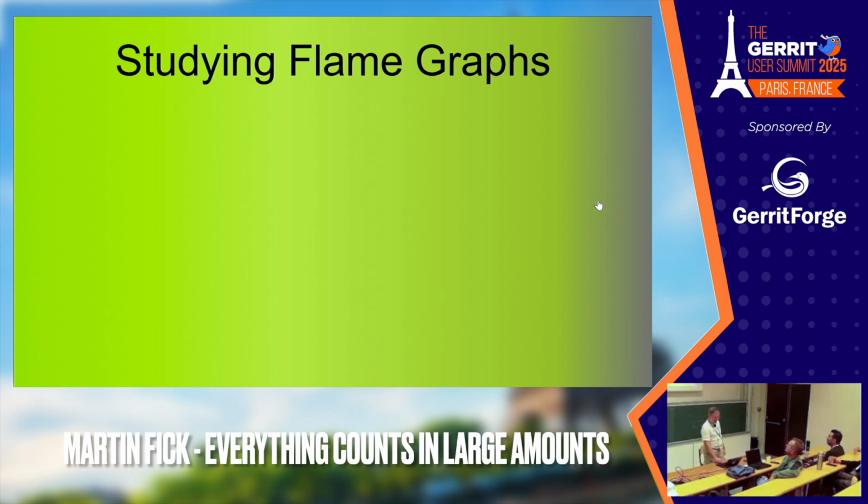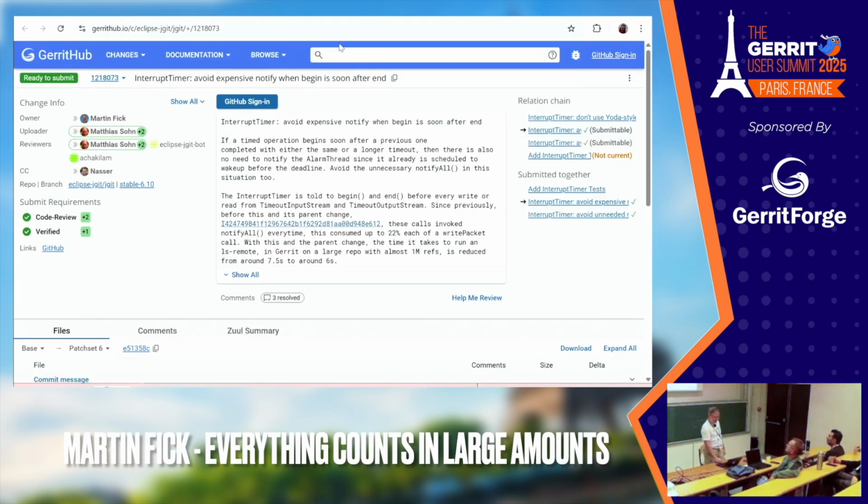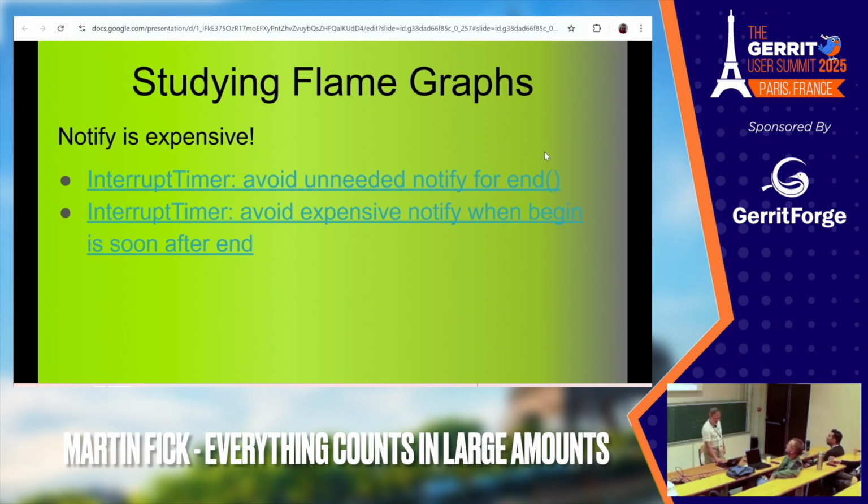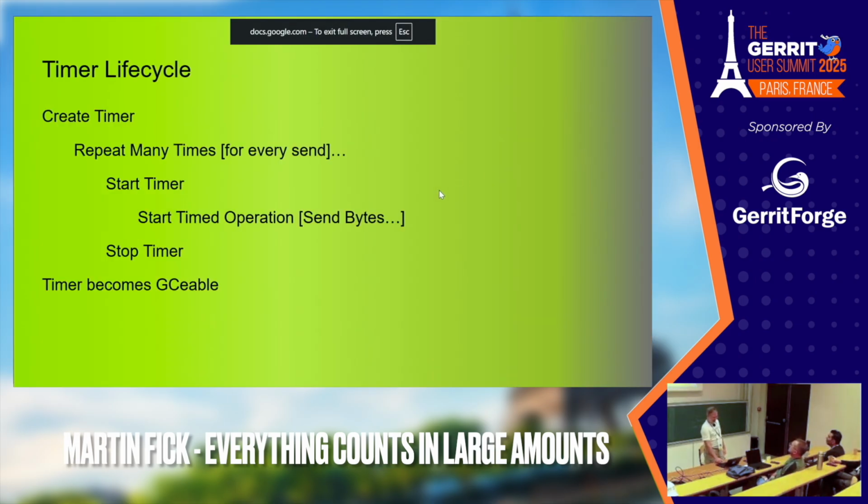All right. Then I found some things studying flame graphs. Are you guys familiar with flame graphs? At all? Yeah. So this one's a fun one. We have timeouts in JGit, right? So we have timeouts on sends and things. If a client doesn't respond in a certain amount of time, things are going to time out. So how does that implement it? Well, there's a timer. And the timer, the way it works, is it starts a different thread.